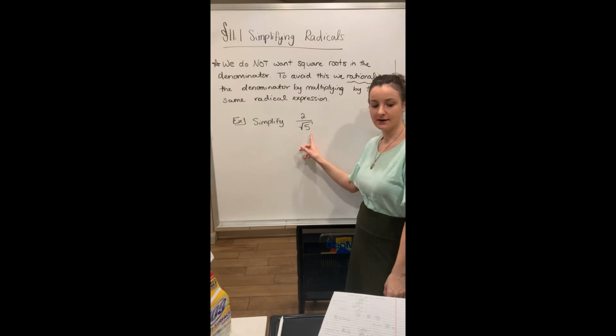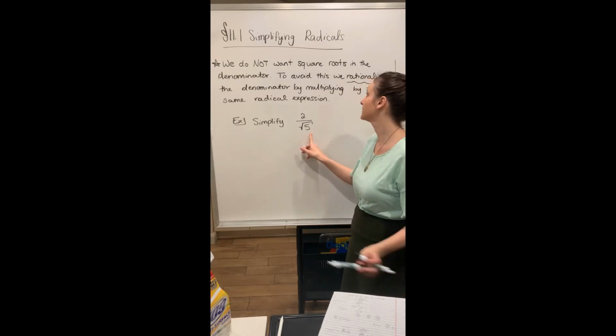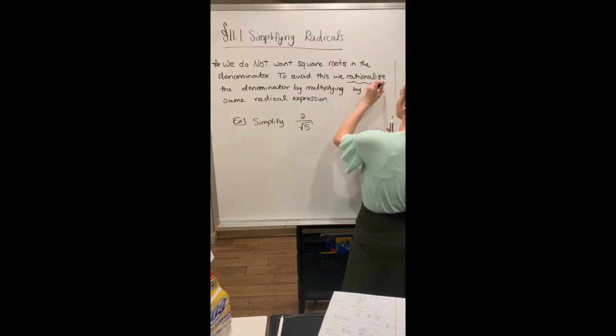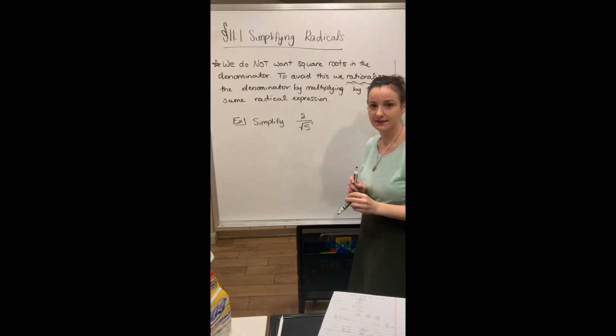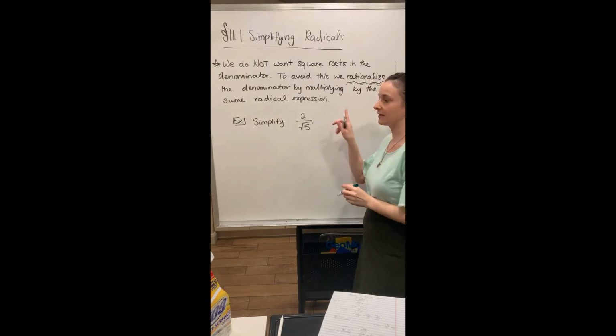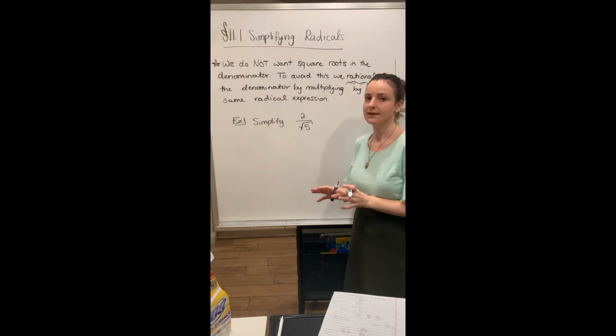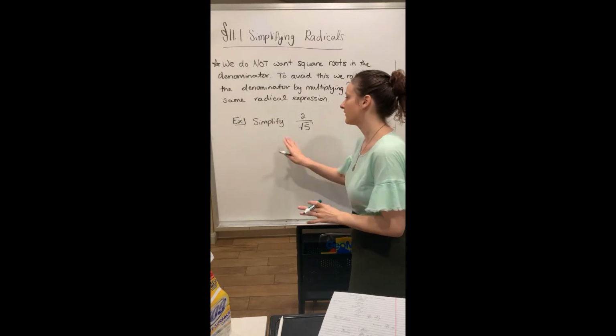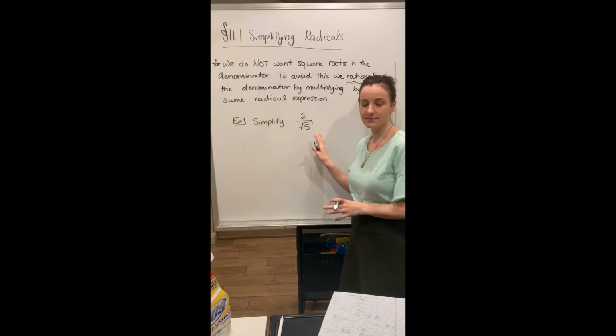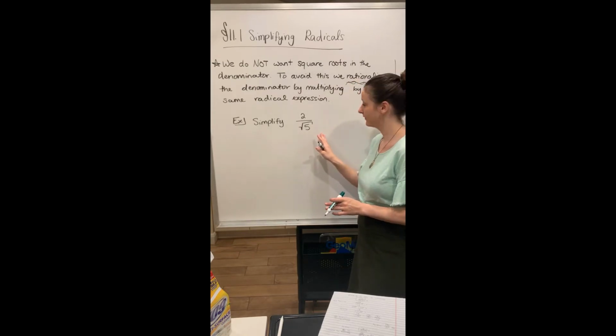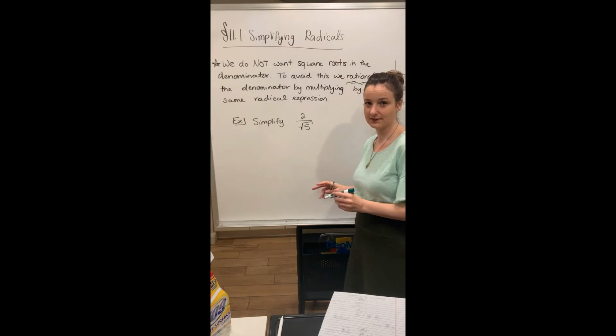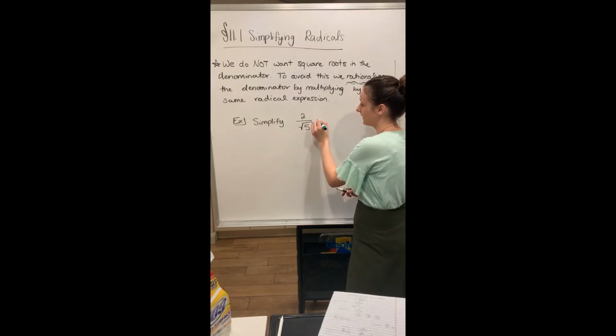So in order to eliminate a radical in the denominator, we're going to do what is called rationalizing. And so we're going to rationalize the denominator by multiplying by the same radical expression. And we'll see how that works. So if I'm going to simplify 2 divided by the square root of 5, then in order to rationalize this, I'm going to multiply the denominator by the square root of 5.